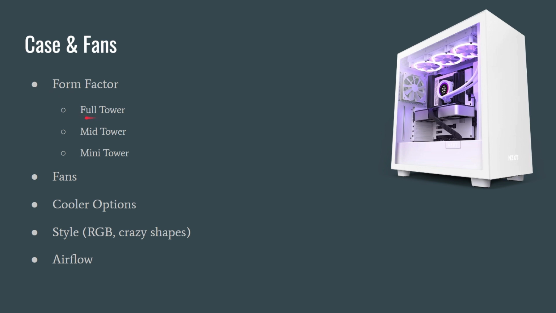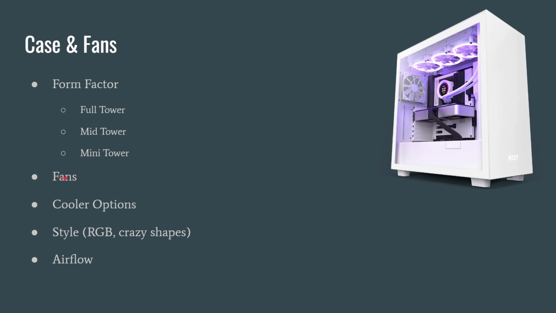So the main driving factor of the case is just form factor. There's full tower, which is the largest, then mid tower, which is your average case, and then mini tower is if you're running a smaller motherboard. An ATX board will fit into either of these, but you probably want to get a mini ATX for some of these smaller towers. So just check your motherboard's compatibility with the different size types, like ATX, micro ATX, and mini ITX.